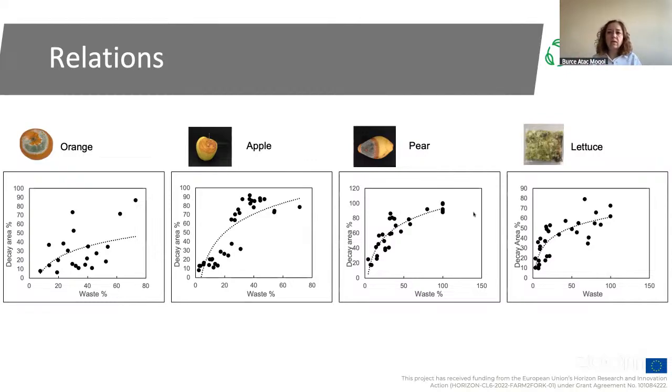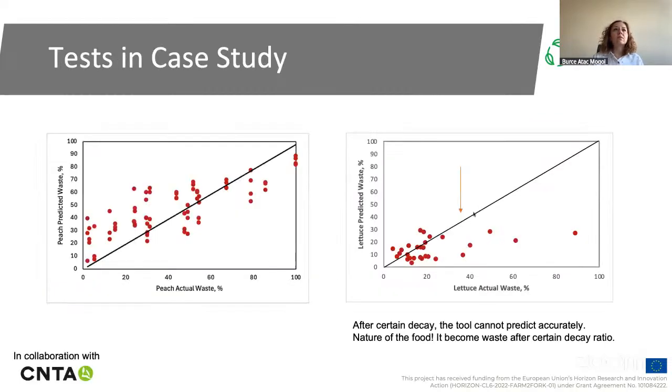And this is actually the nature of the food, because as you also answered in the Slido session, at some point it's inedible, so you cannot just cut it out after a certain point. Even if the image says it's 70%, it cannot be eaten anymore. So that's why this plateau happens in these relationships.